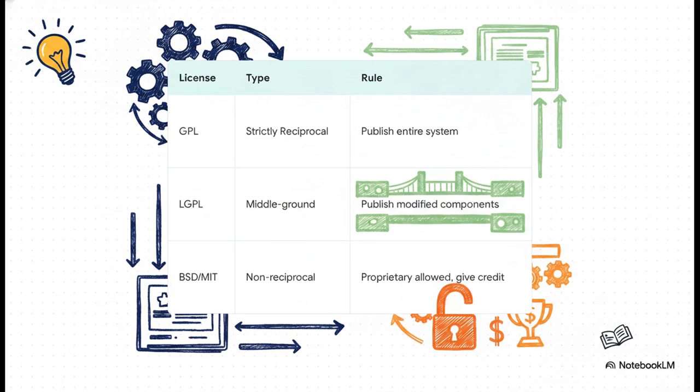You must be able to confidently explain the differences between these licenses. If the exam asks about the GPL, you say it's strictly reciprocal, you must publish the entire system. If they ask about LGPL, you write it's the middle ground, publish only modifications made to the component. And for BSD or MIT, it's non-reciprocal, you can sell the final product as proprietary, just give credit. Memorize this table and you will secure those marks for sure.